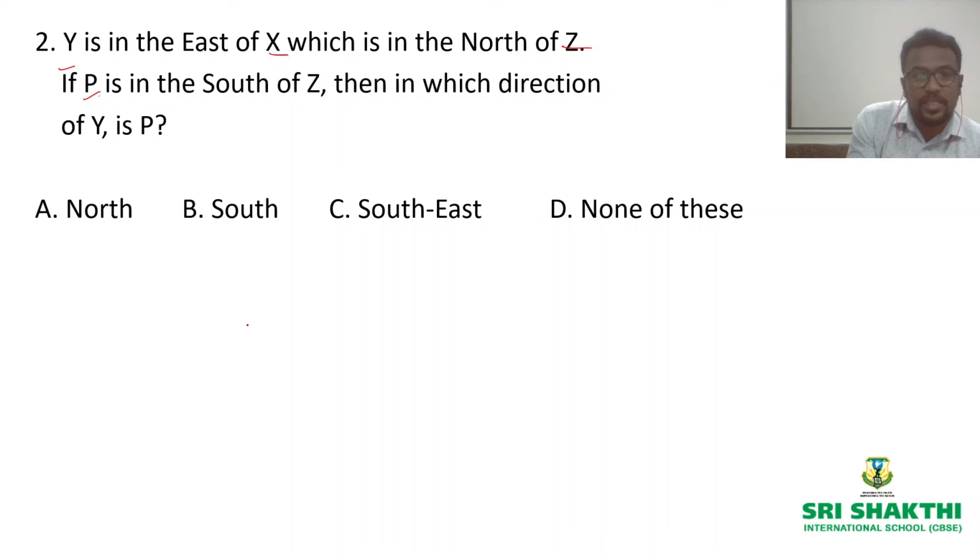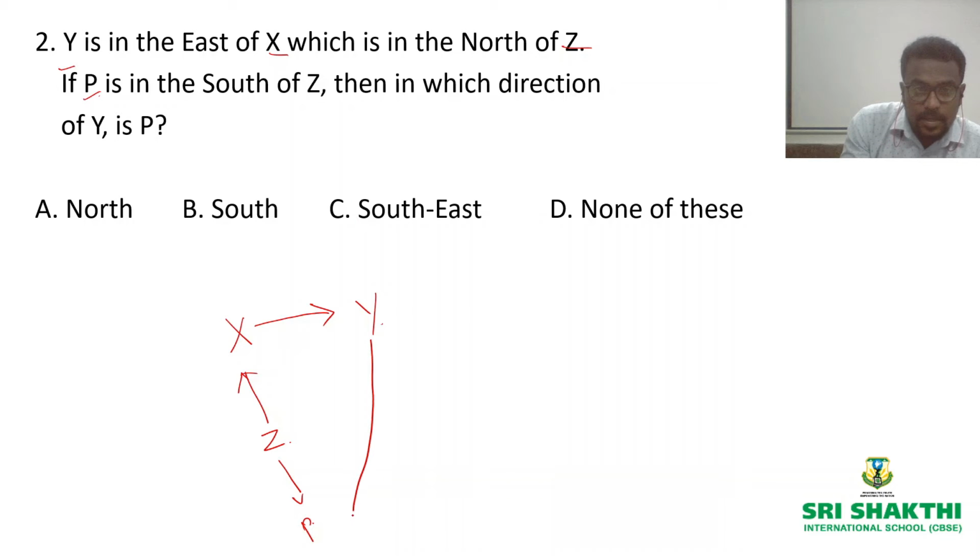So Y is in the east of X, which means in X's east Y is located, and X is in the north of Z. And if P is in the south of Z, so in Z's south P is located. So the question is, then in which direction of Y is P? From Y, P is in which direction? This cross comes under which direction?